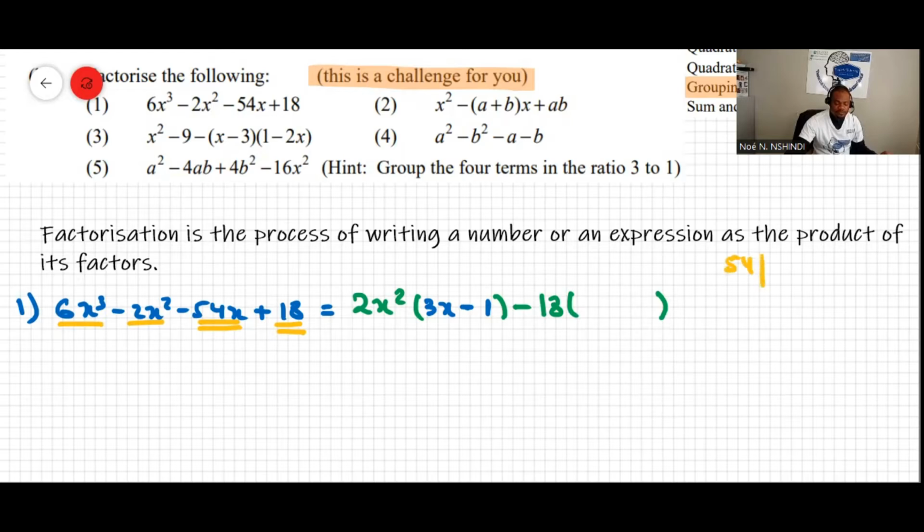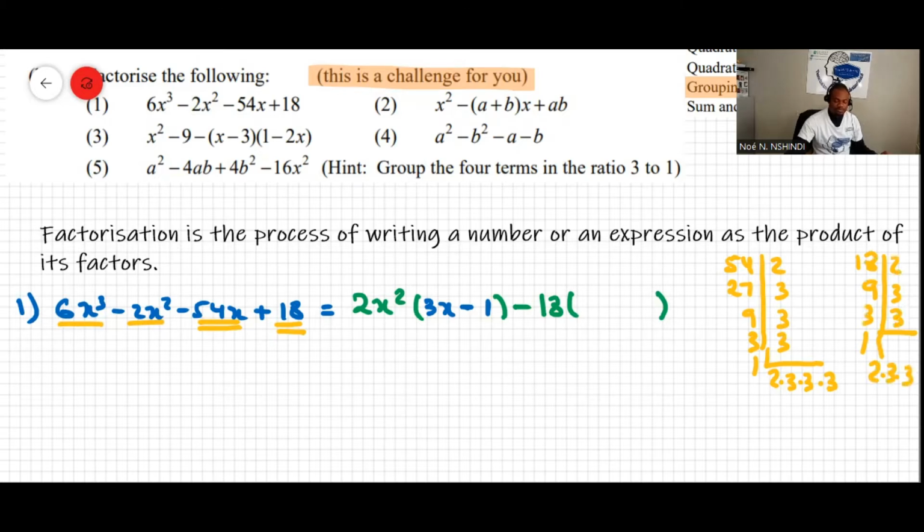list the factors of 54. Okay, by 2 it's 27. By 3 it's 9. By 3 it's 3. By 3 it's 1. And then it's like 2 times 3 times 3 times 3. And then if you do 18 also, you list the factors: by 2 it's 9. By 3 it's 3. And by 3 it's 1. Then you see it's like 2 times 3 times 3.